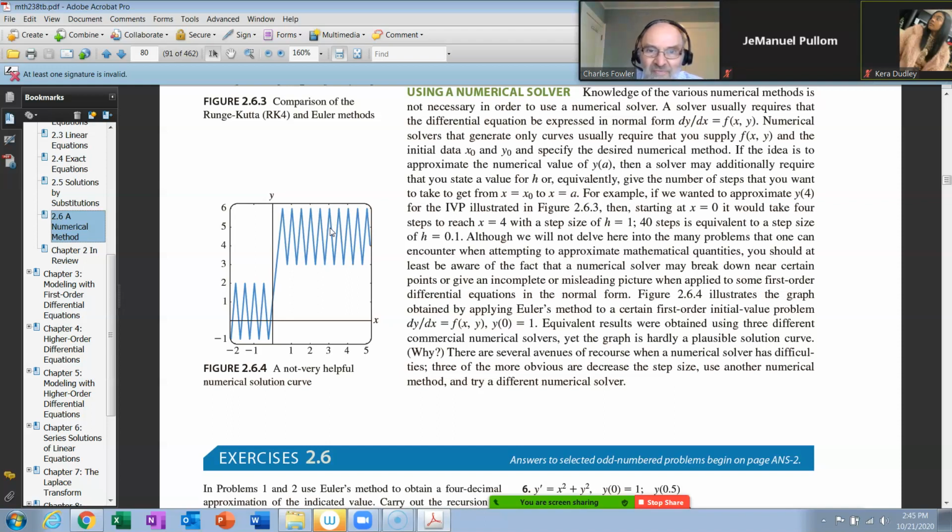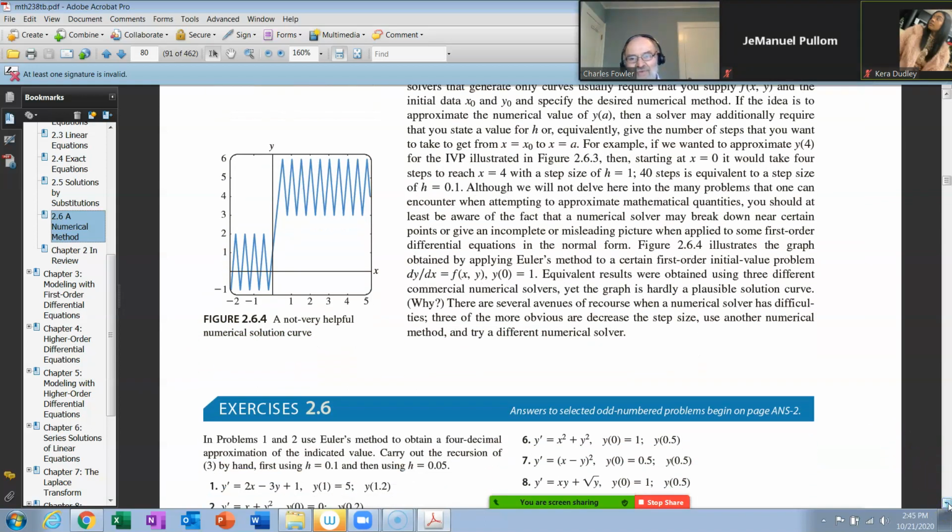Sometimes the numerical solvers will work, and sometimes they get kind of off. So they call this a not very helpful numerical solution curve. Not much of a curve either. Well, that finishes 2.6. Any questions on 2.6? All you're responsible for is Euler.